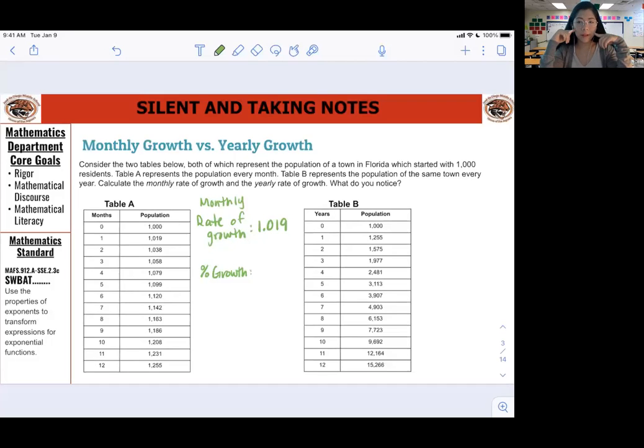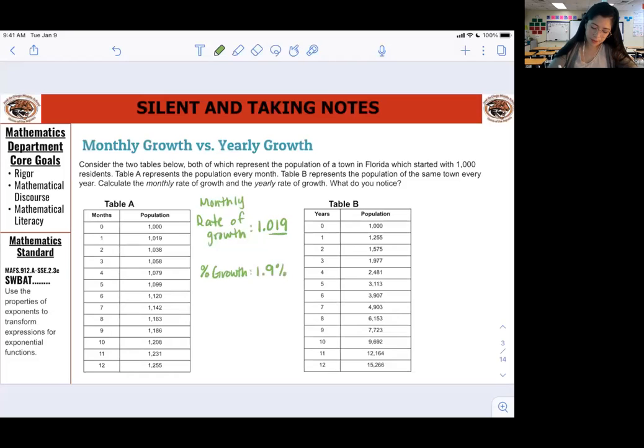Growing. So remember that whether you're growing or decaying, the percentage is the number that was either added to one or subtracted from one. In this case, since it's growth, what number was added to one? 0.019. Okay, so 0.019 as a percentage, what is that? 1.9. You got it.